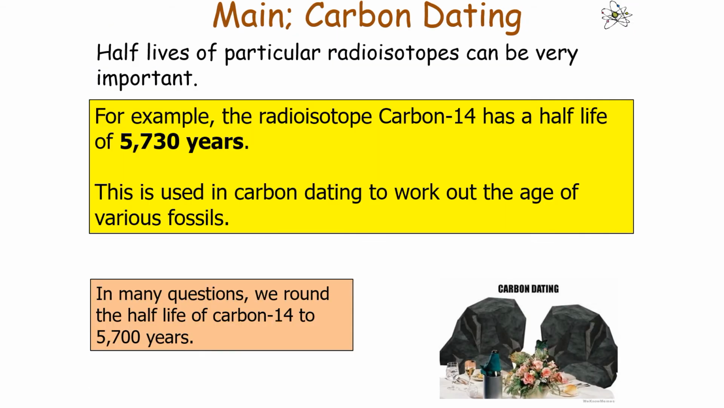Now, another use of radiation is in dating particular objects, working out how old things are. Now, half-lives of particular radioisotopes can be very important. So, for example, the radioisotope carbon-14 has a half-life of 5,730 years, which we approximate to 5,700 years, and this is used in carbon dating to work out the age of various fossils.